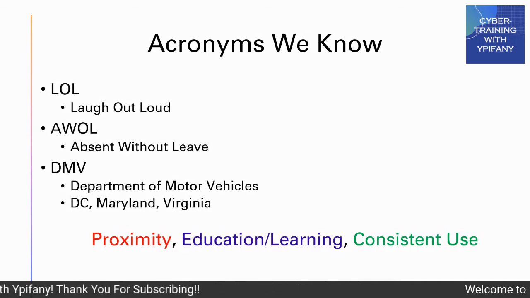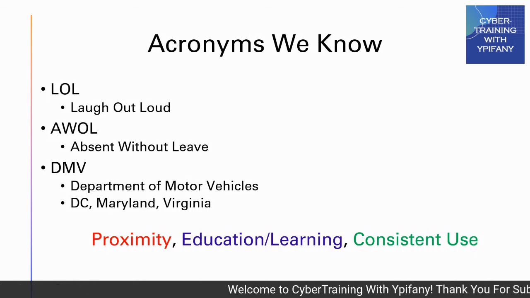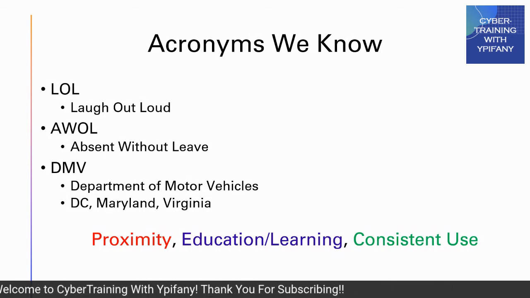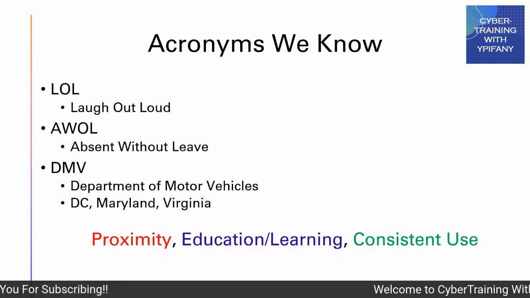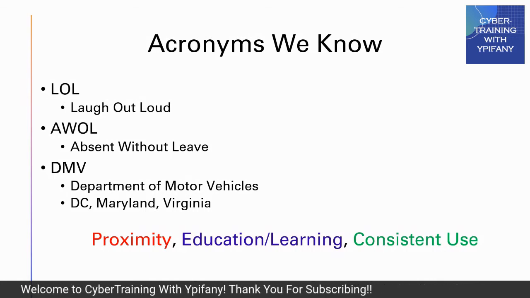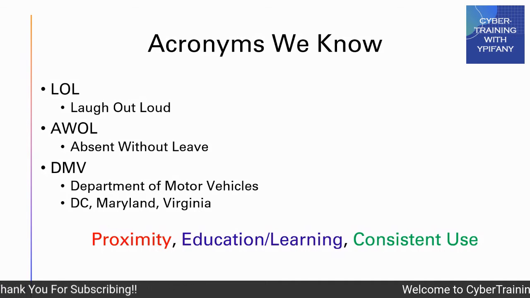In the military, I used AWOL. Around here, I say DMV area. When I put area behind it, that means DC, Maryland, and Virginia, not Department of Motor Vehicles. And I use these things all the time. On Facebook, on text, I'm LOLing all the time. Even if we have the little emojis, I still type LOL.